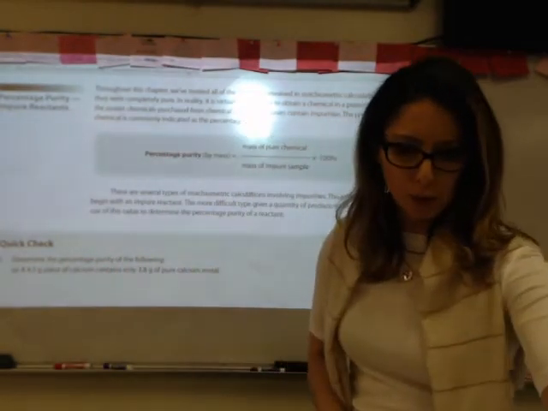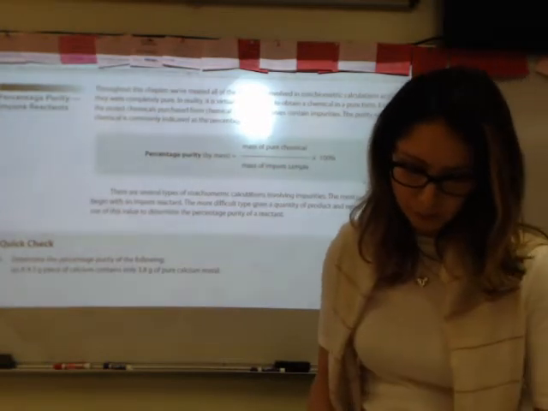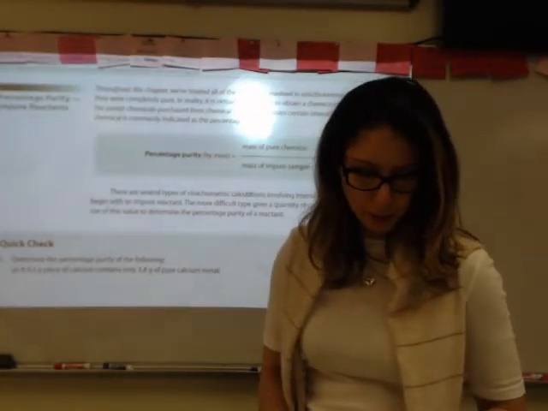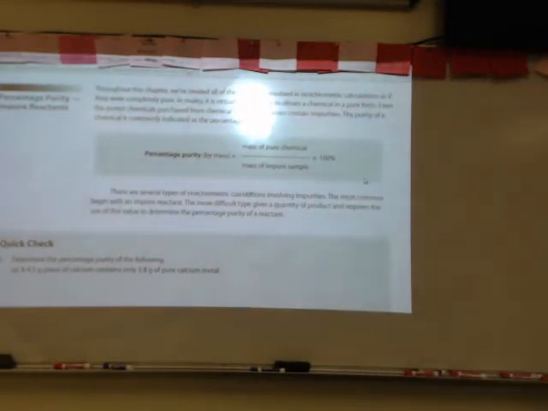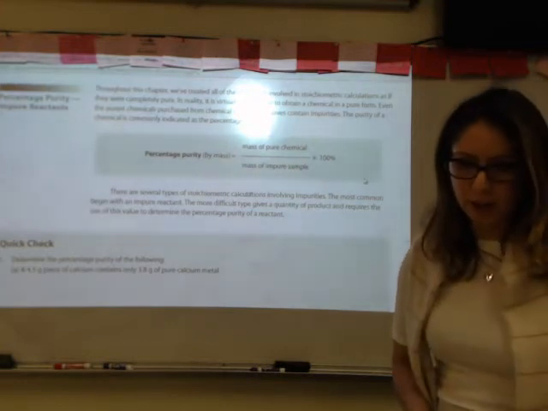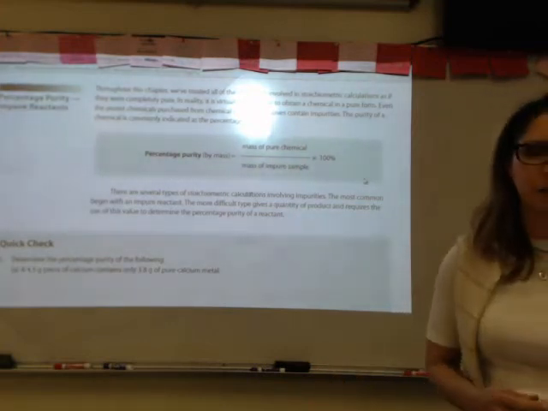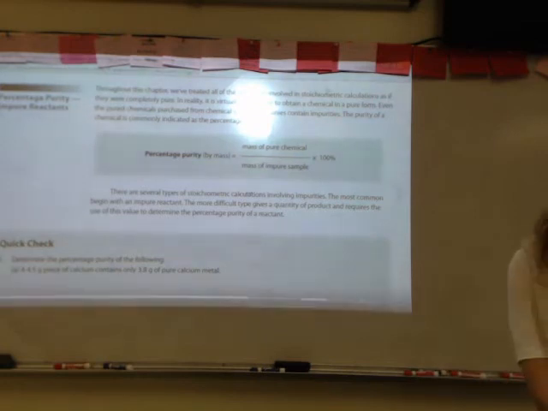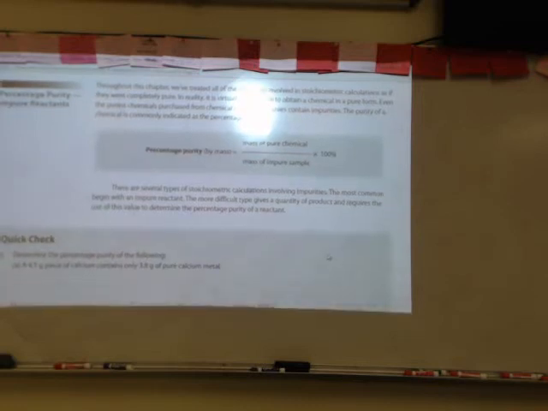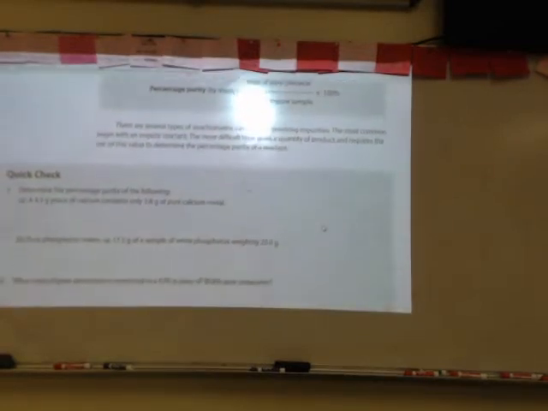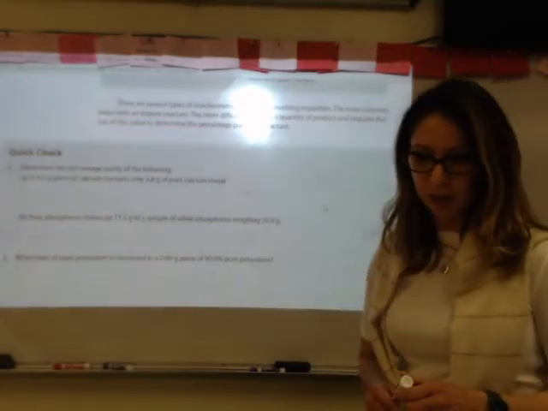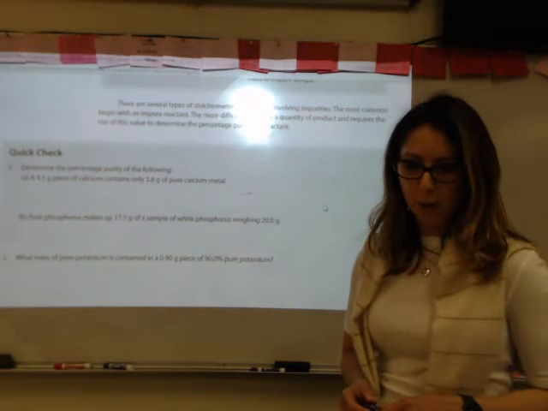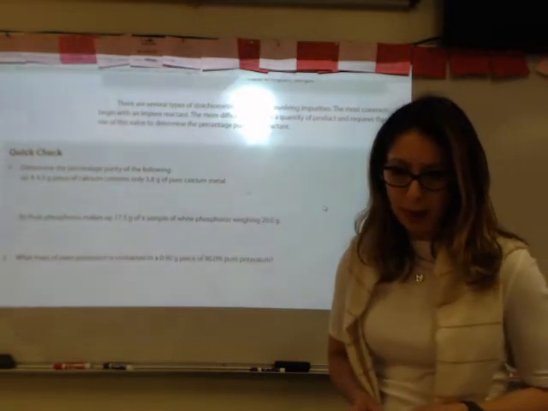Let's talk about percent purity. For percent purity, it's really impossible to obtain a chemical that's in pure form, so you're commonly going to have the percent purity indicated. Percent purity by mass is the mass of the pure chemical divided by the mass of the impure sample times 100. There are several types of calculations involving impurities, and the most common are with an impure reactant.